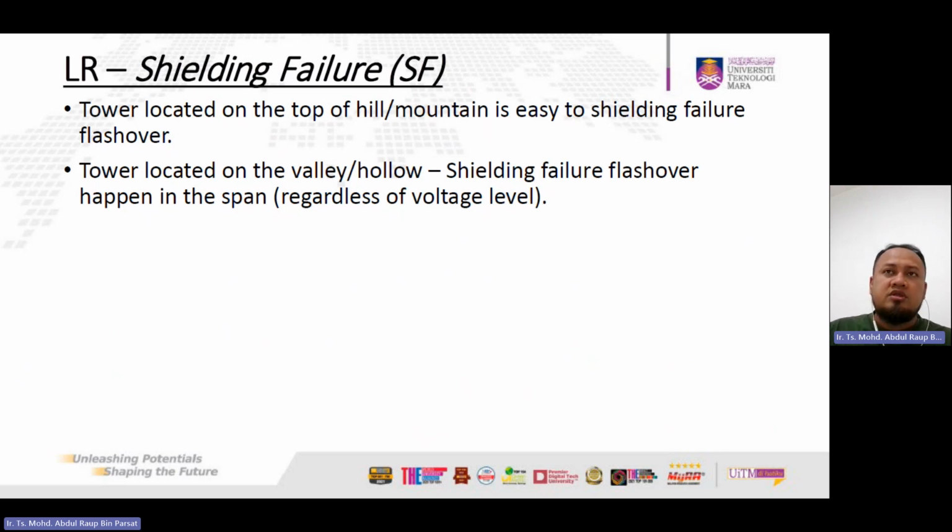And also, not only at the top: for a tower located in a valley or hollow, shielding failure flashover happens in the span. This is regardless of voltage level, 66, 132, 275, and also 500 kV.